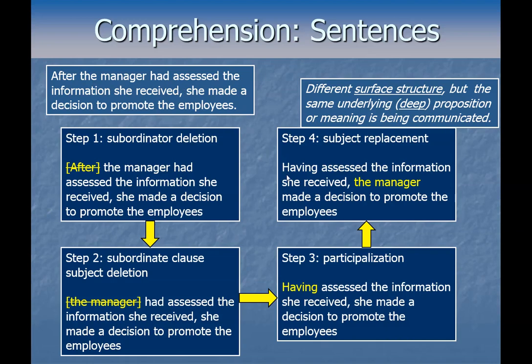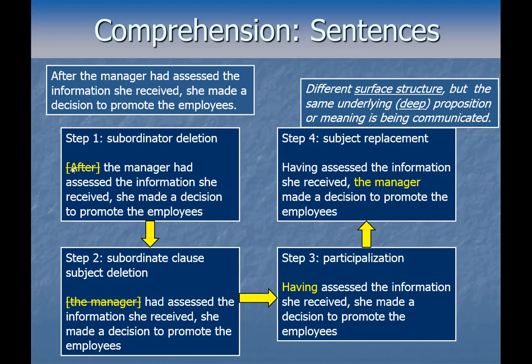They have two different surface structures, right? So the phrase structure grammar will look different. The little mapping, if we drew this out in that little hierarchy, would look different between "after the manager had assessed the information she received, she made a decision to promote the employees," and "having assessed the information she received, the manager made a decision to promote the employees." Those are different, right? But despite that, they have the same underlying deep proposition, the meaning. It's still communicated. It's still the same thing getting across.